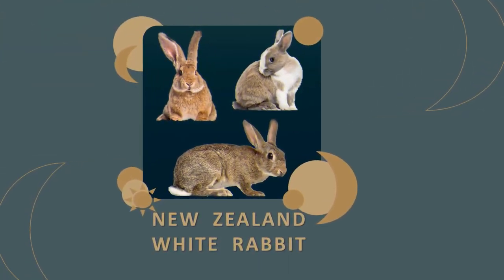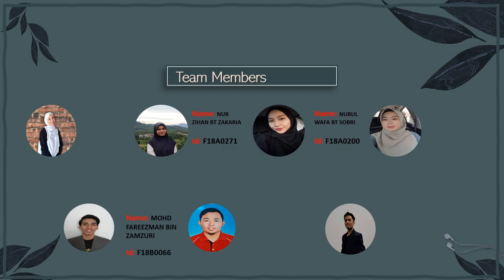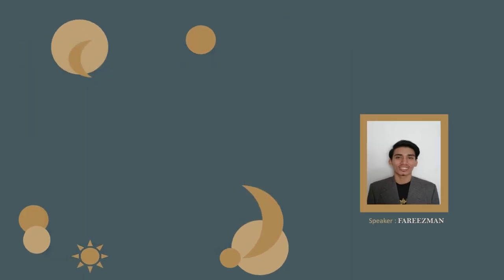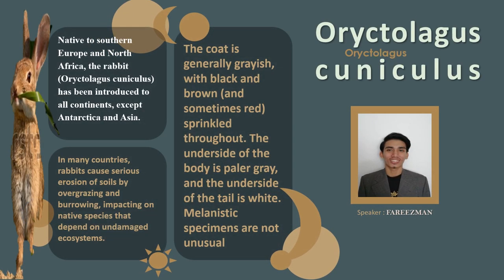The title we choose is rabbit breeds: New Zealand white rabbit, species Oryctolagus cuniculus. The taxonomy of Oryctolagus cuniculus: domain Eukaryota, kingdom Metazoa, phylum Chordata, subphylum Vertebrata, class Mammalia, order Lagomorpha, family Leporidae, genus Oryctolagus and species Oryctolagus cuniculus. Now we go to the introduction of Oryctolagus cuniculus.